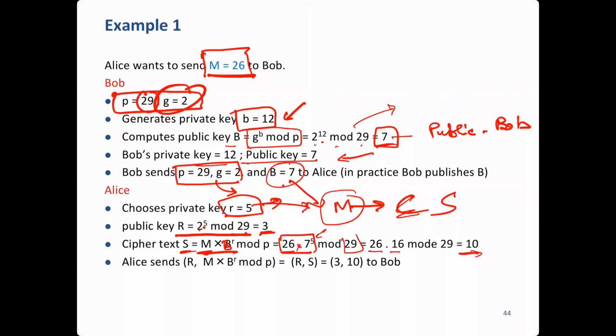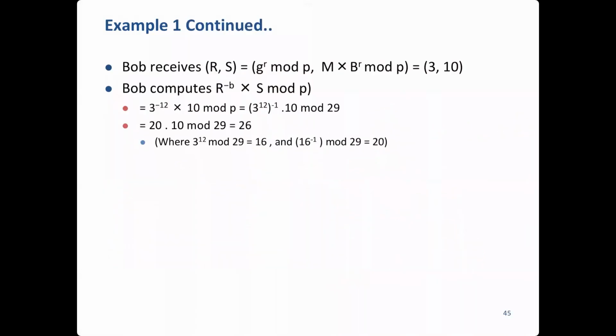So this is the ciphertext Alice sends to Bob along with her own public key. She sends her own public key, which is 3, and ciphertext 10 to Bob. So Bob receives this 3 and 10, and he does this computation for decryption: R raised to the power minus B, times S, mod P.